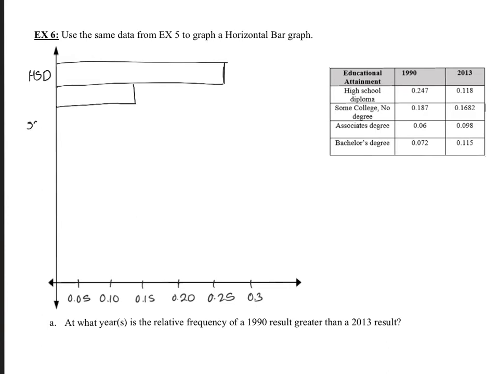And then some college, no degree. We have almost at 20. And after the almost at 20, oh, this graph is not looking quite as pretty. We have a little higher than 15, so about there.